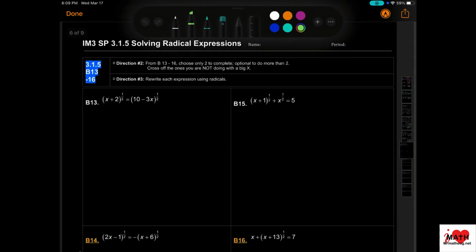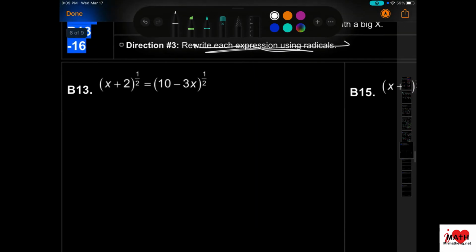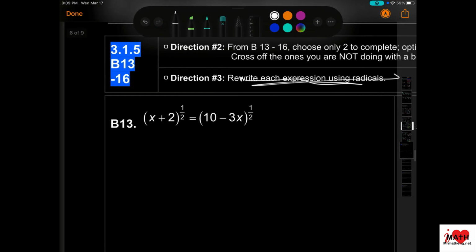All right, B13. I need to make sure I go back and change those directions. We're supposed to basically solve each equation, meaning getting x equals something, and then we have to check for extraneous solutions. Okay.